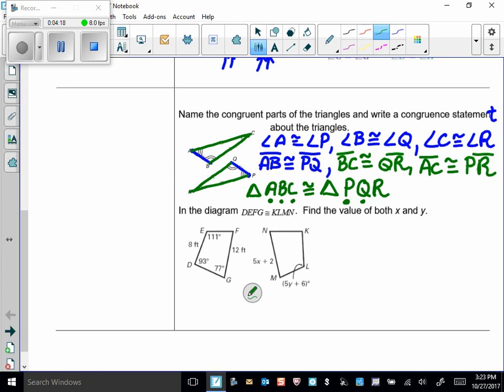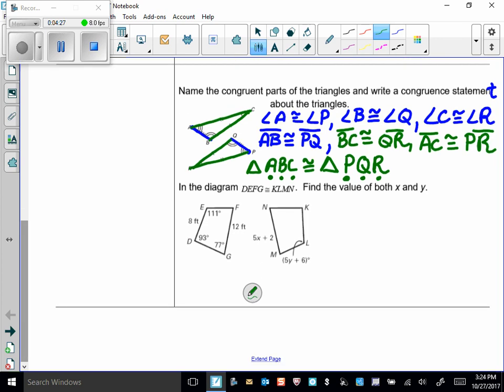And angle C corresponds to angle R, and so I do have a good congruence statement there. Order definitely matters. You've got to be careful. Okay, what do we got here?